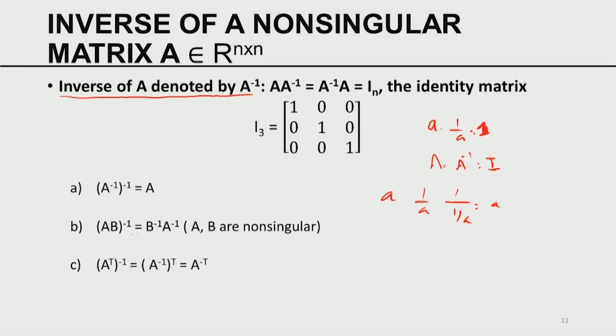The inverse of the product is the product of the inverses taken in the reverse order, assuming the matrices are non-singular. These are fundamental properties which will be used repeatedly in data assimilation.